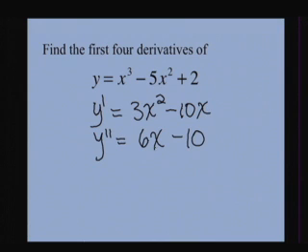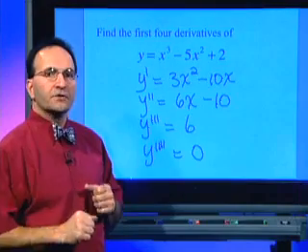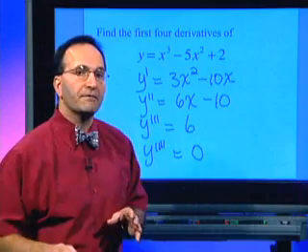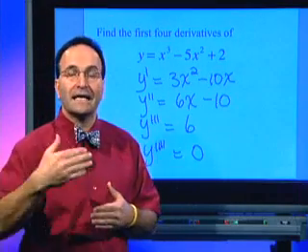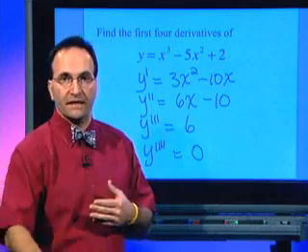And for the third derivative, y triple prime, that's going to be equal to 6. And finally, the fourth derivative, y quadruple prime, is equal to 0 because the derivative of a constant is 0. So finding higher order derivatives is just a matter of taking the derivative of each successive derivative.